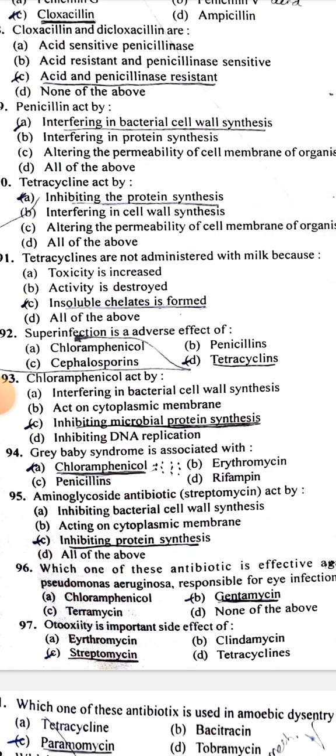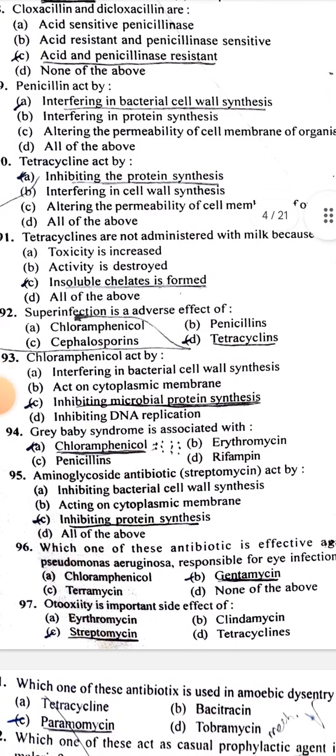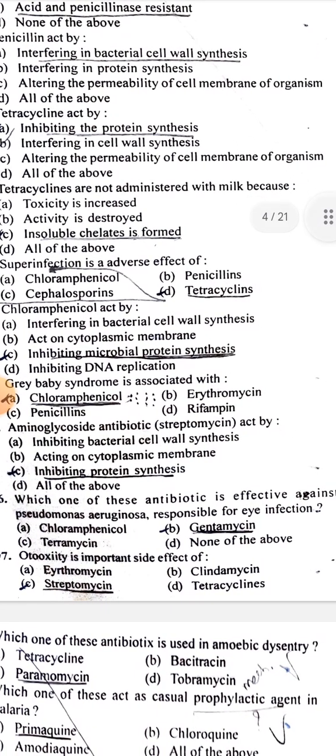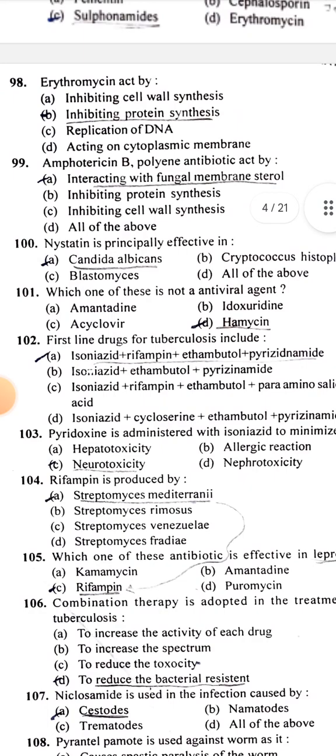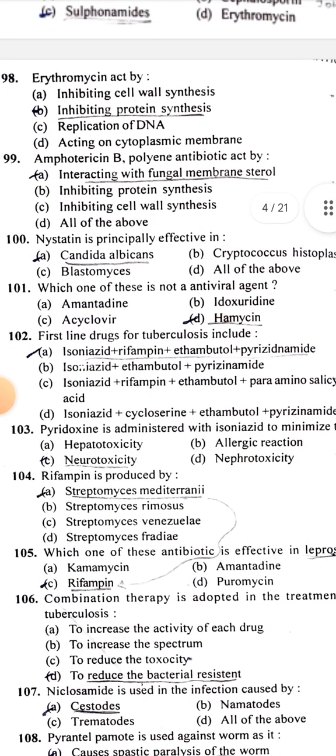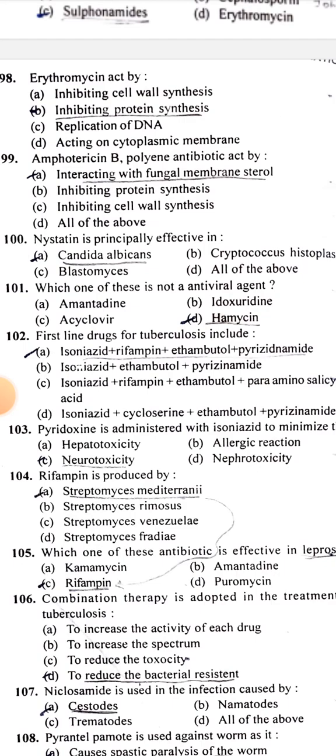Aminoglycoside antibiotics act by inhibiting protein synthesis. Which one of these antibiotics is effective against Pseudomonas aeruginosa responsible for eye infection? That is gentamicin. Ototoxicity is an important side effect of streptomycin. Erythromycin acts by inhibiting protein synthesis. Amphotericin B, a polyene antibiotic, acts by interacting with fungal membrane sterol. Nystatin is principally effective against Candida albicans.